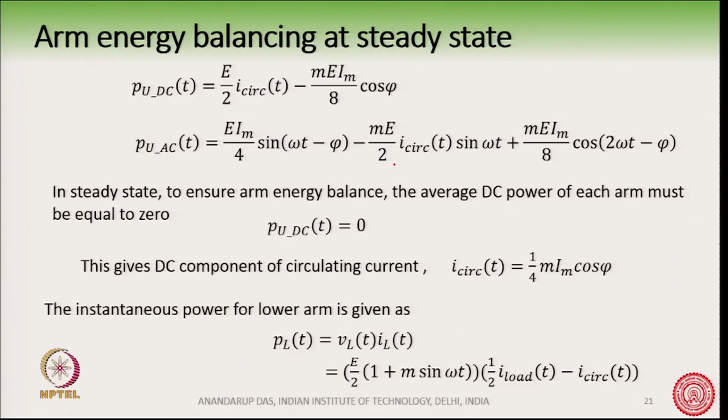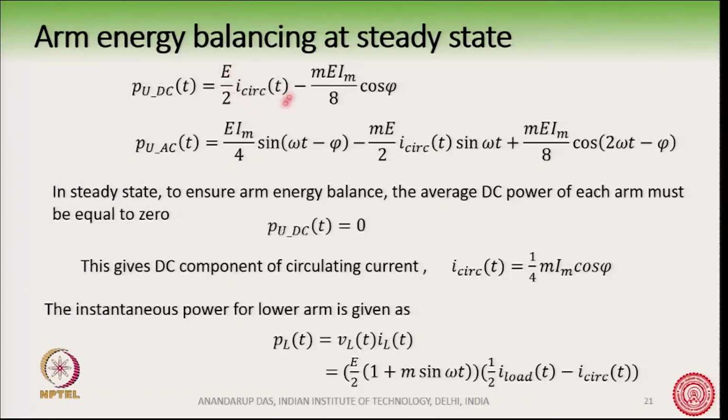Now, you have to be a little bit careful. This is the DC component because in this I circulating(t), only the DC component of the circulating current has been taken. So, this is only the DC part of the I circulating, while these are the AC components here.